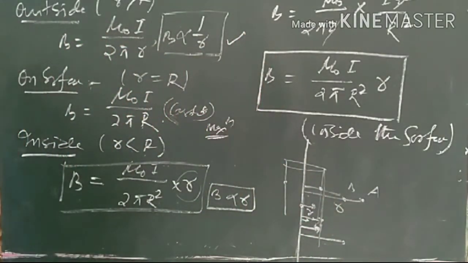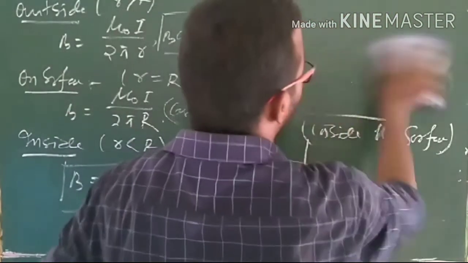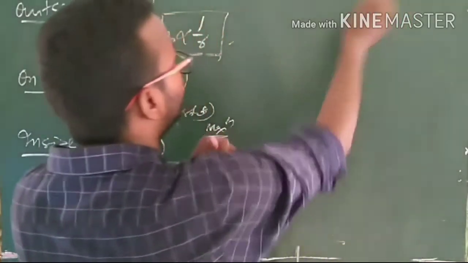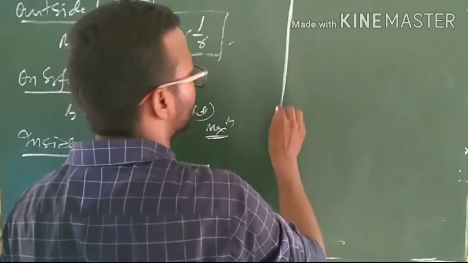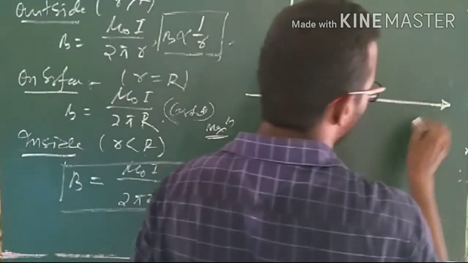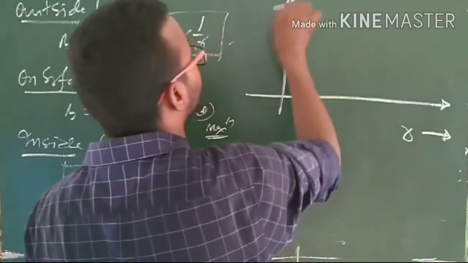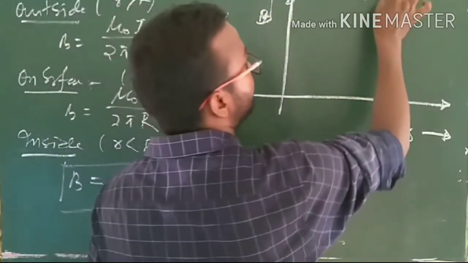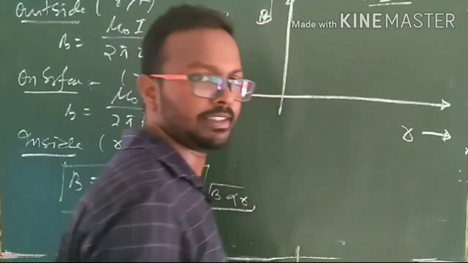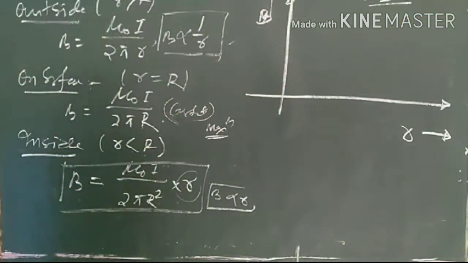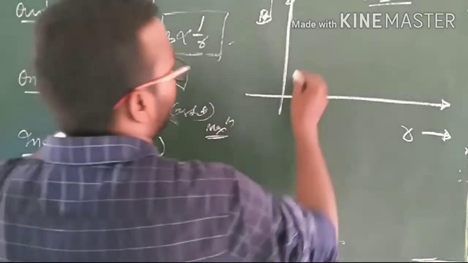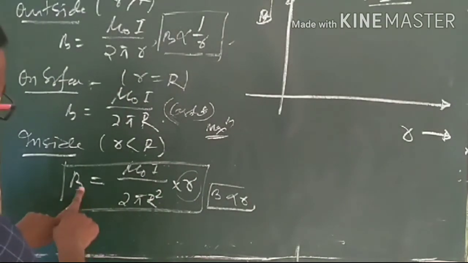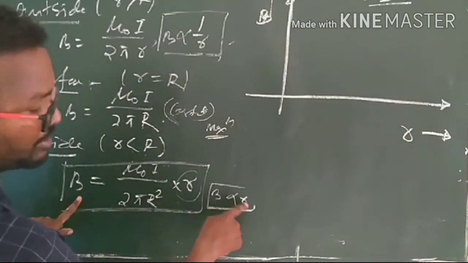So if we draw a graph by using this relation, then the graph will be like this. Graph: this is distance and this is magnetic field strength. Graph of magnetic field versus r, distance graph. Clear? Now look at this relation, and first the inside point. Clear? B is directly proportional to r.